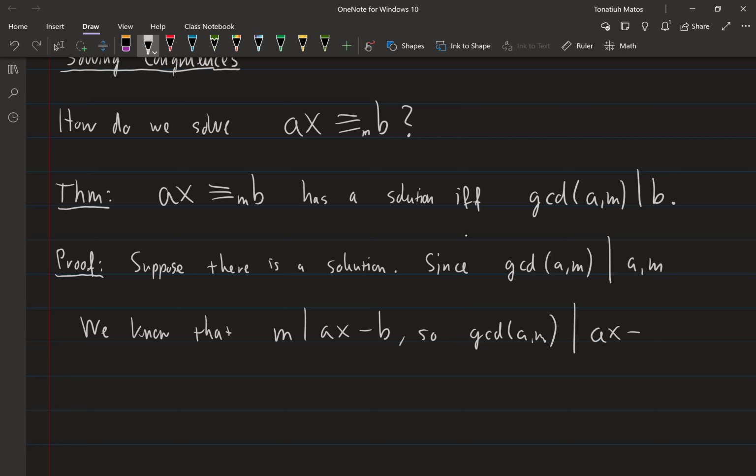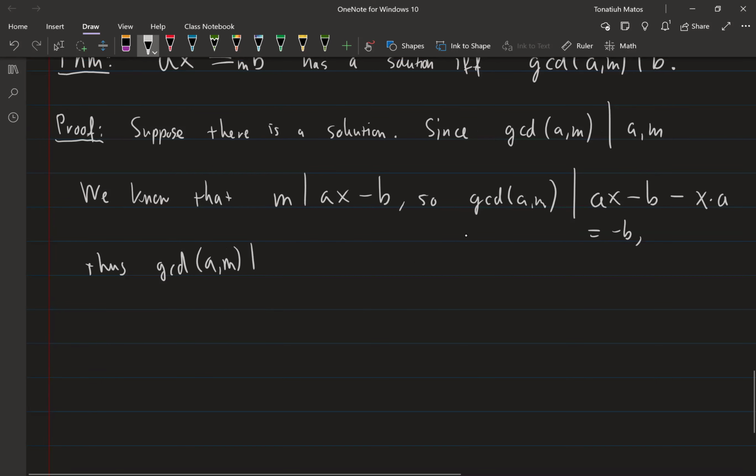So if I combine them, I should be able to get B. Let me see how we can combine them. AX minus B plus X times A, minus X times A, which is minus B. I have mentioned many times in the past that a number divides another one if and only if you can add plus or minus on either side and it doesn't change that fact. So it must divide B as well.